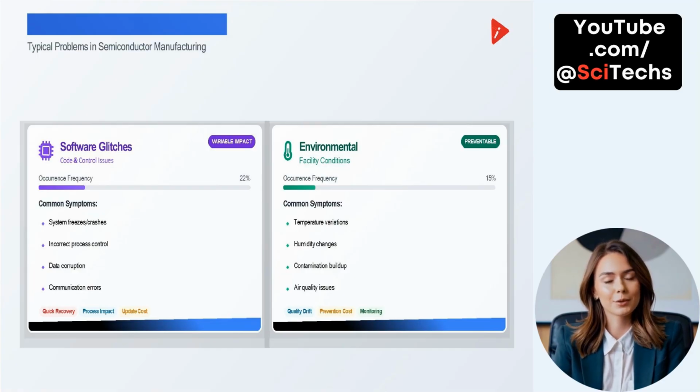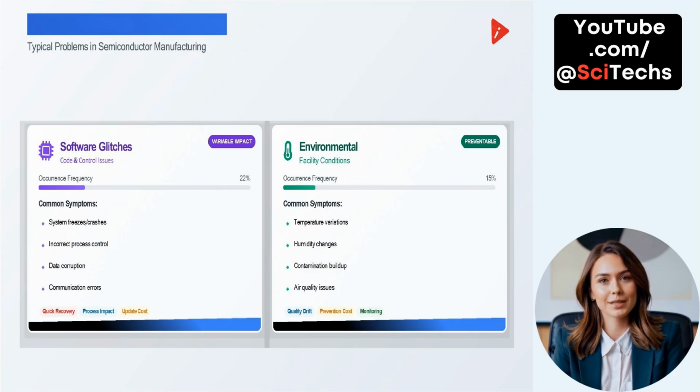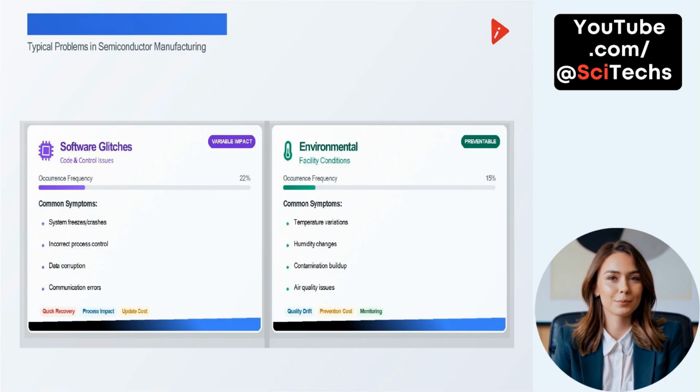Another concern is incorrect process control, where the software fails to execute proper sequencing or timing. Data corruption and communication errors between systems or sensors can also occur, leading to poor decision-making by automated systems. The impact of software issues is variable, depending on the severity and system redundancy, but often involves quick recovery, process impact, or update cost. Environmental factors represent 15% of issues and are considered preventable with proper controls.